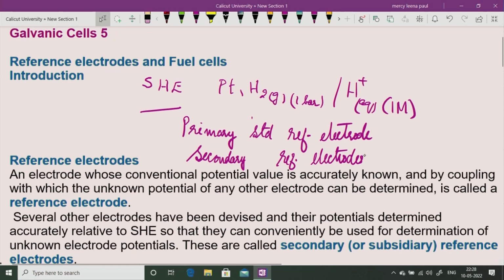So, let us see what we mean by a reference electrode. A reference electrode is an electrode whose conventional potential value is accurately known. It should be accurately known, and by coupling this electrode with another electrode whose potential is unknown, you can find out the potential of the other electrode. Such electrodes are known as reference electrodes.